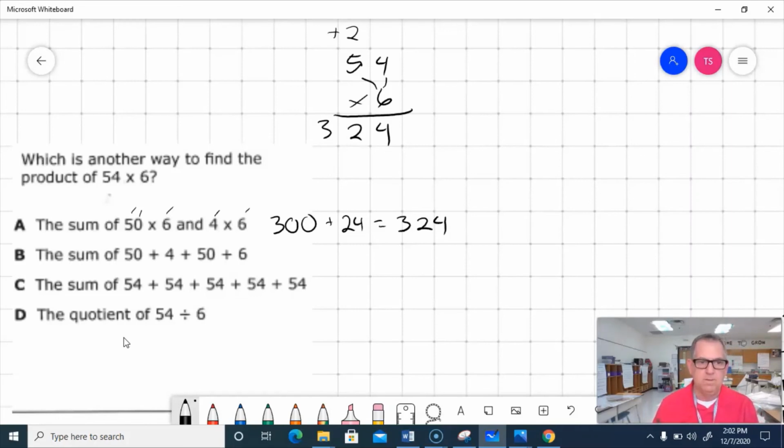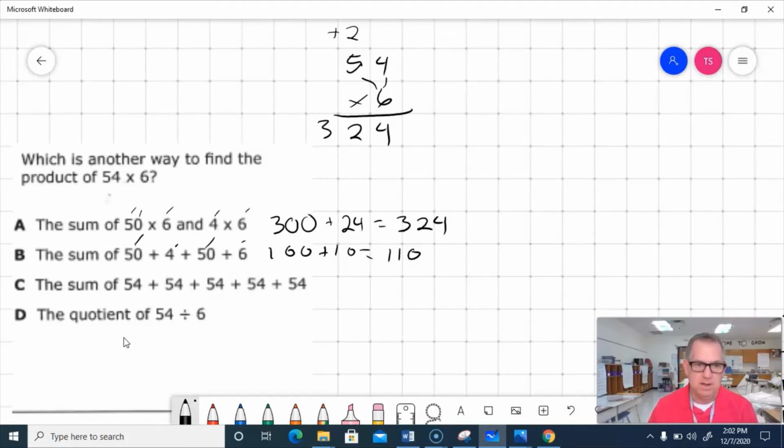What is the sum of 50 plus 4 plus 50 plus 6? Okay, let's check it out. I know that 50 plus 50 is 100, and I know 4 plus 6 is 10, so 100 plus 10 would be 110. Okay, let's go ahead and look at answer choice C. Go ahead and tell me what the sum of 54 plus 54 plus 54 plus 54 plus 54 is.